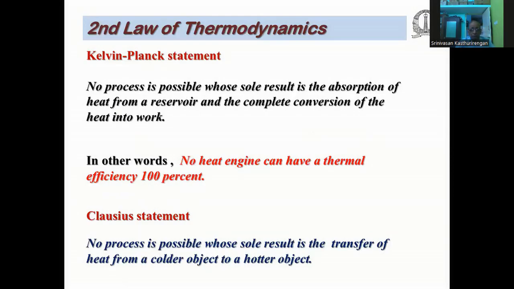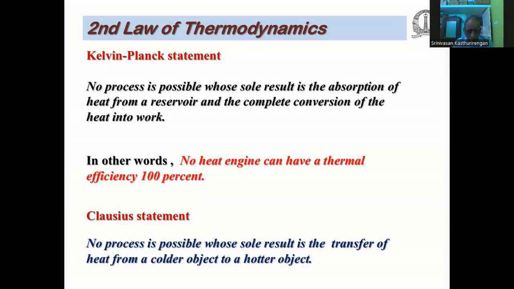Okay. Now let's come to the second law of thermodynamics. It says there are two statements of the second law of thermodynamics. The Kelvin-Planck statement says no process is possible whose sole result is the absorption of heat from a reservoir and the complete conversion of heat into work. In other words, no heat engine can have a thermal efficiency of 100%.